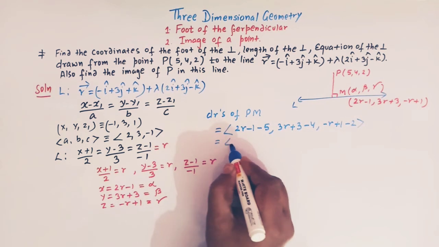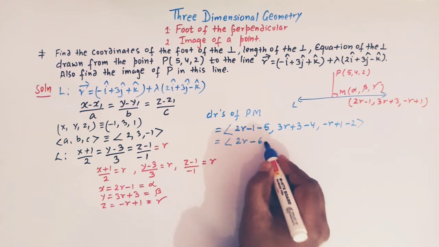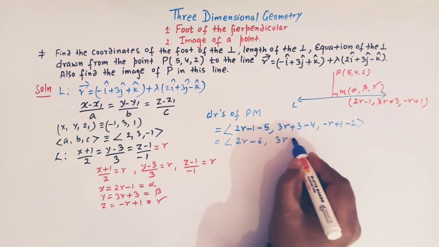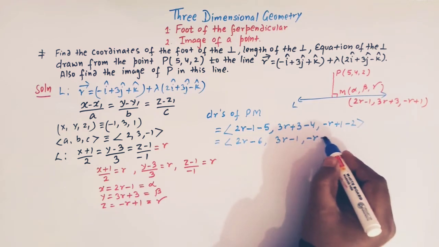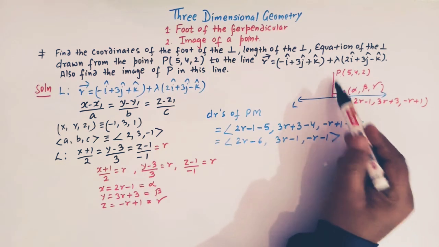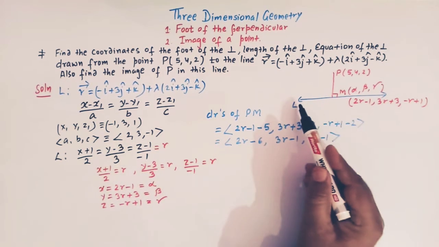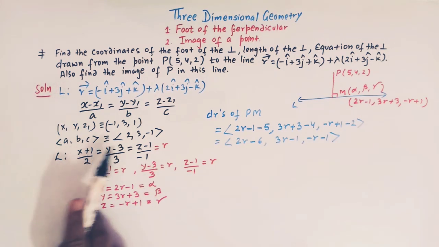So now we can write 2r minus 6, and here we have 3r minus 1, and here we have minus r minus 1, right? Okay, so now here we have the DRs of PM, and we know the DRs of the line L, that is 2, 3, and minus 1.